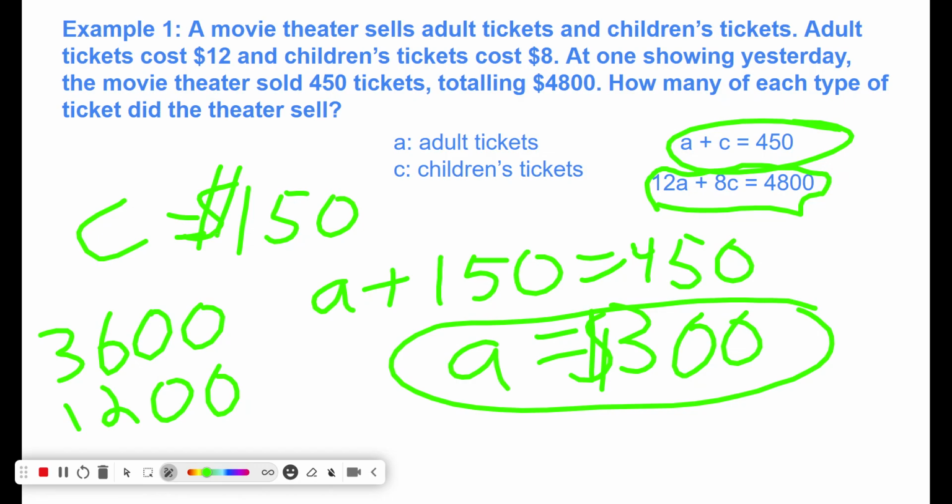Once you set up those variables and once you set up those systems, then it's just going back to stuff that you already know. We could have substituted. I guess we technically could have graphed, but I think elimination was an easy choice to go with there. Let's move on to another example.